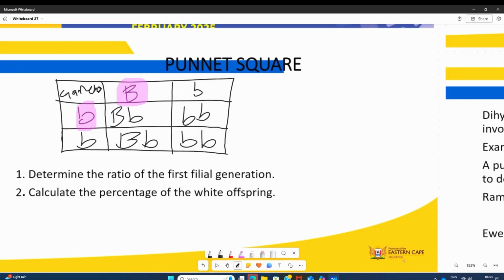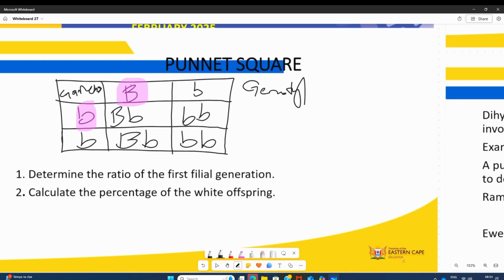So this is the Punnett square for a monohybrid cross. Now the question: determine the ratio of the first filial generation. We're going to determine both the phenotypic and the genotypic ratio. Let's go with the genotypic ratio first.